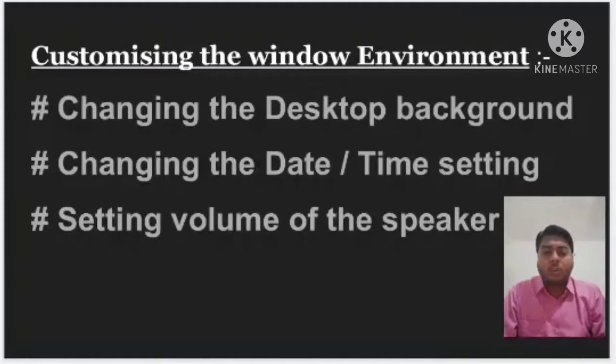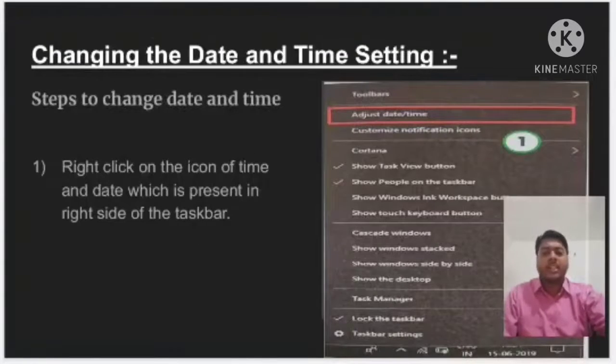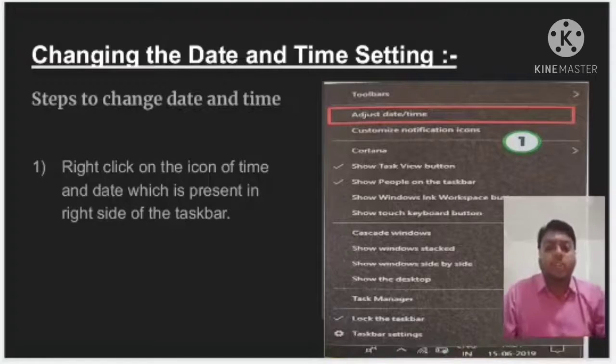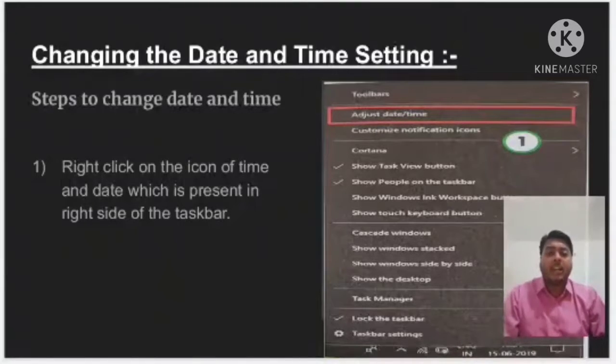Customization of the Windows environment. This is the topic which has three parts, three options. The first option is completed, changing the desktop background. Today we start changing the date and time, then setting the volume and speaker. Okay. Now these are the steps for how to change the date and time in the computer and laptop.